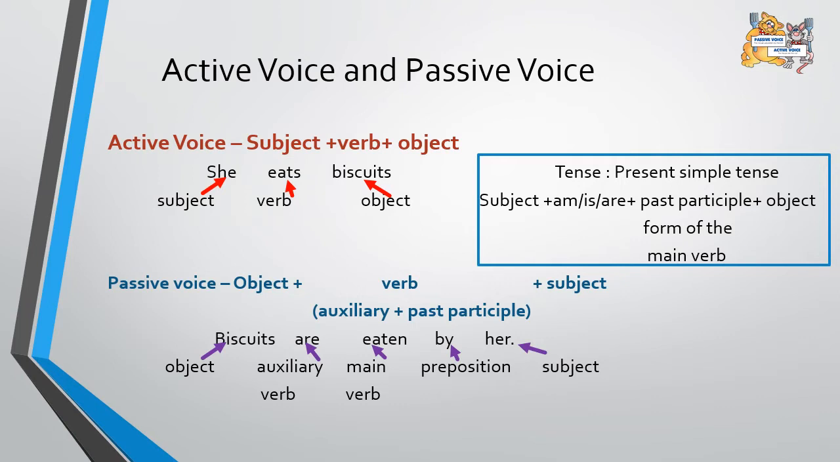Next, we use the preposition by to show who performed the action, who did the action. Finally, we write the subject at the end of the sentence. In this situation, if the subject is given, you should change it to the object pronoun. Here the subject pronoun is she and it becomes the object pronoun her. Now the complete answer is biscuits are eaten by her.